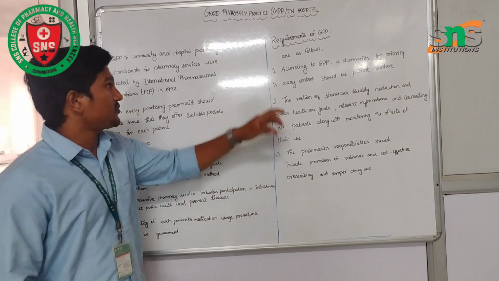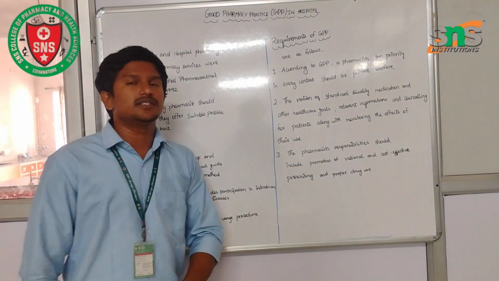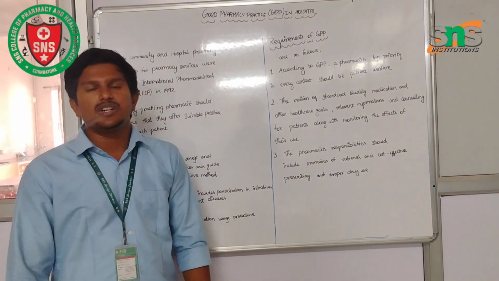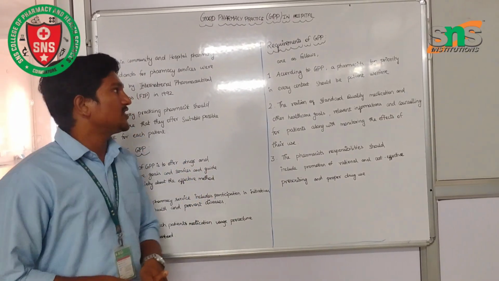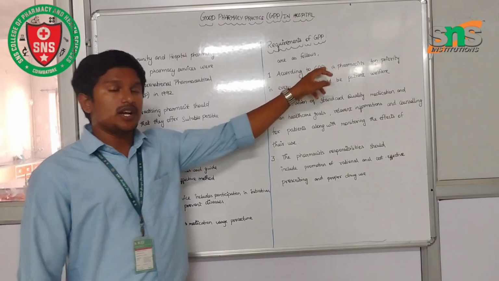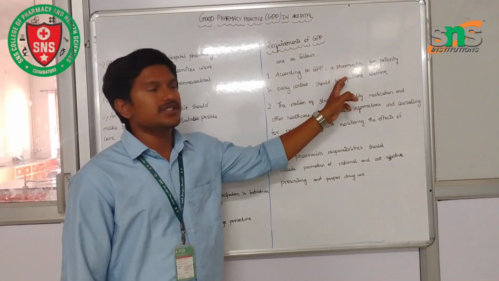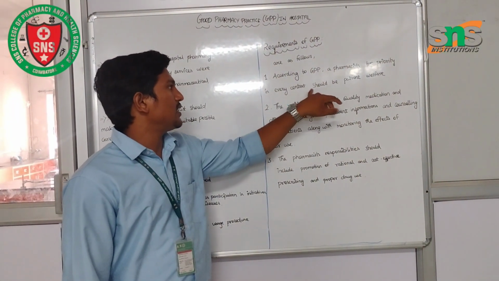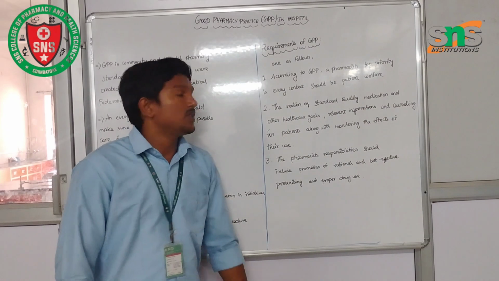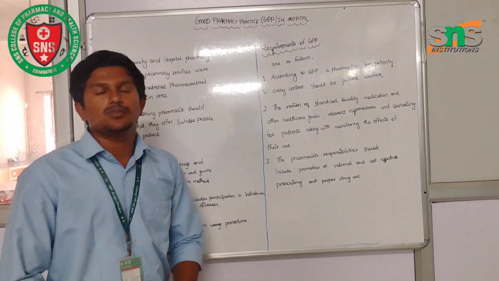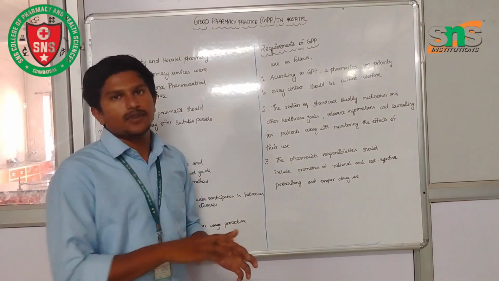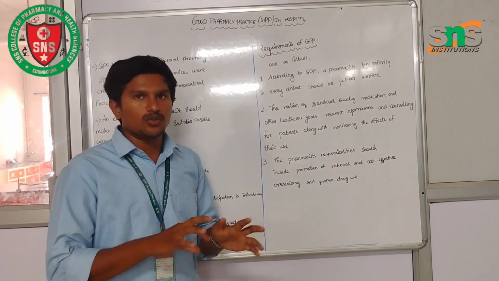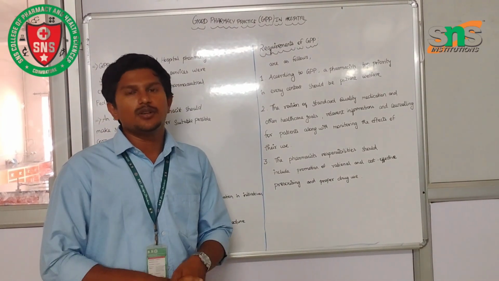Okay. Next we are going to discuss requirements. What are the requirements followed by good pharmacy practices? The first one is according to the GPP. According to good pharmacy practice, the pharmacist's priority in every context should be patient welfare. The first point is the main point: patient welfare is the most important thing in our study. In good pharmacy practice, patient welfare is the most important.